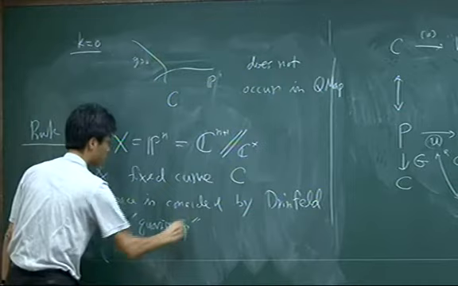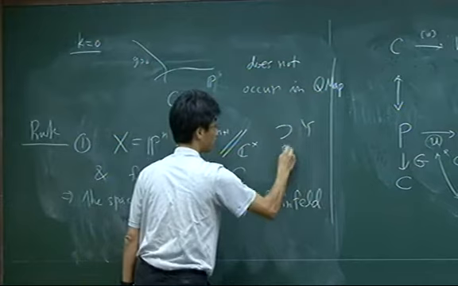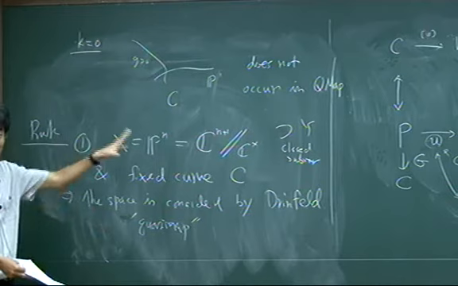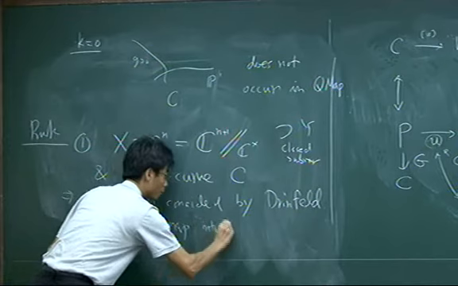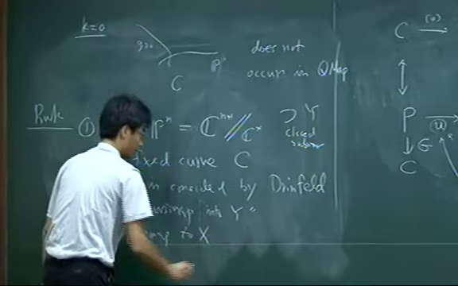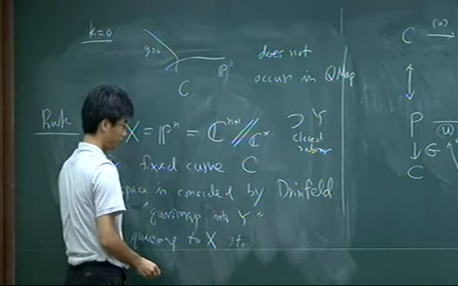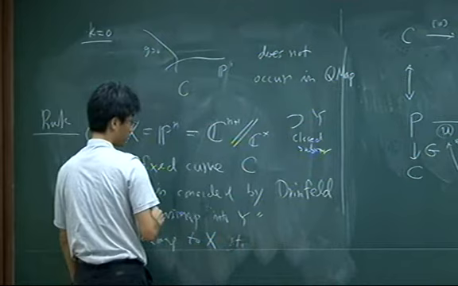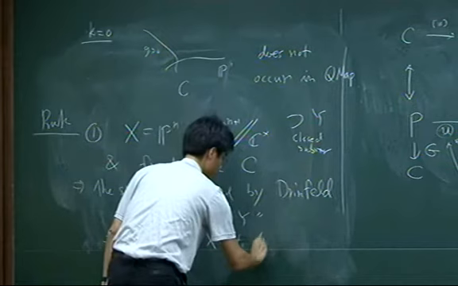And in fact, for any closed subvariety Y in P^n, we can just consider the quasimap space into Y. I mean, a quasimap into Y is just a quasimap to X such that the image is generically in Y.